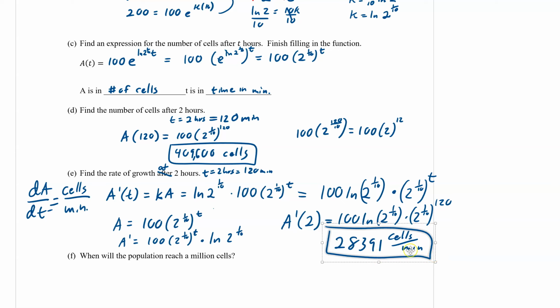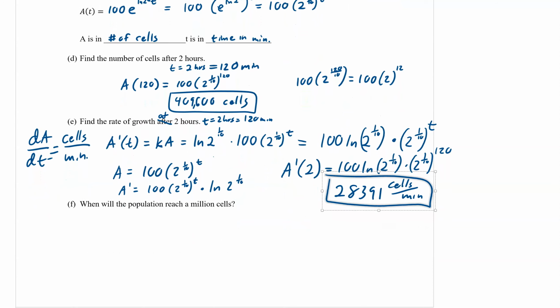So what it's telling us as an approximation is that we should expect over the next minute another 28,391 cells, because you've got to think it's doubling every 10 minutes. So we're at 409,600 cells. In 10 minutes, we'll have twice as many, so over 800,000 cells at that point. So that's a lot per minute. Now, if we were to plug in the next one, which is 121 minutes, this would probably go up. And if we plugged in 122 minutes and so on, same thing.